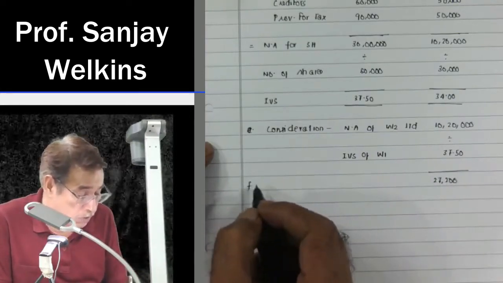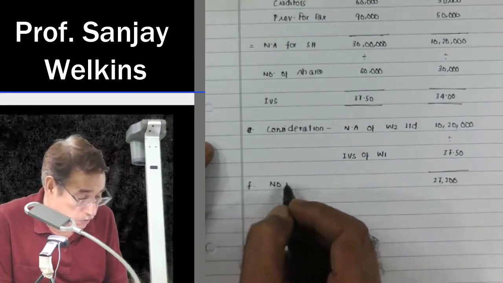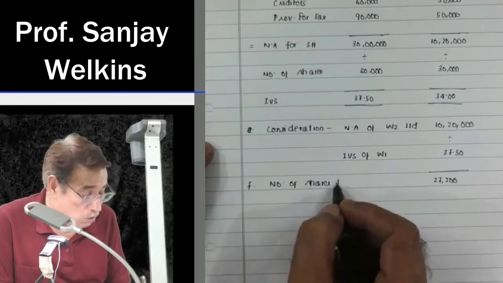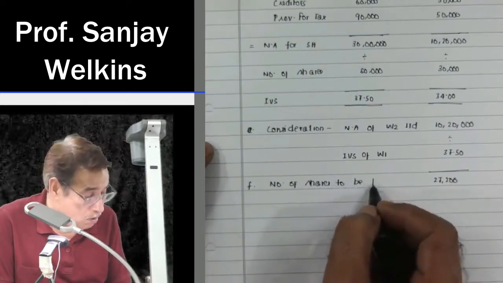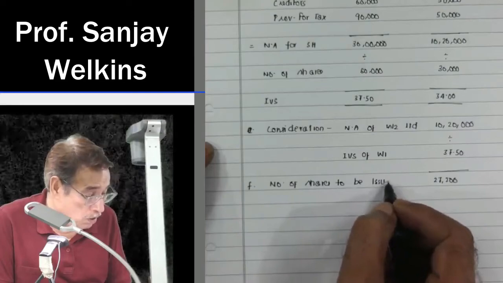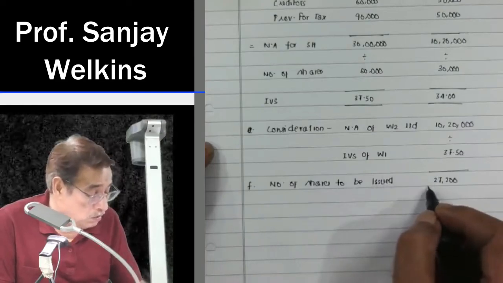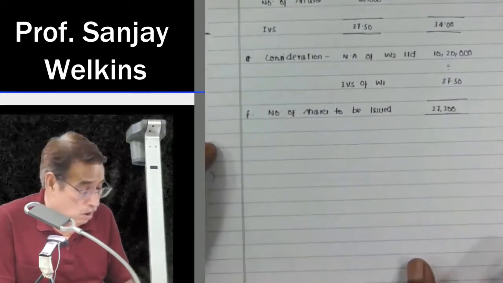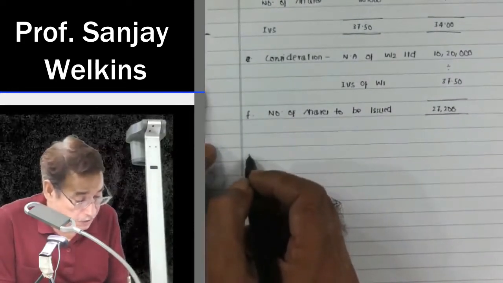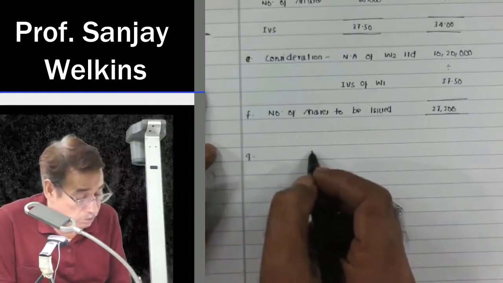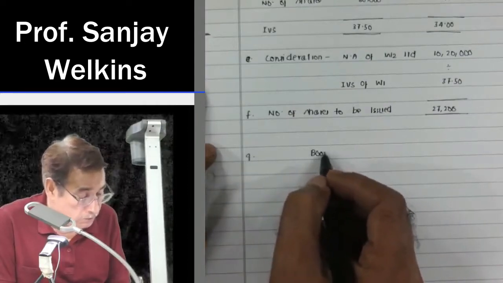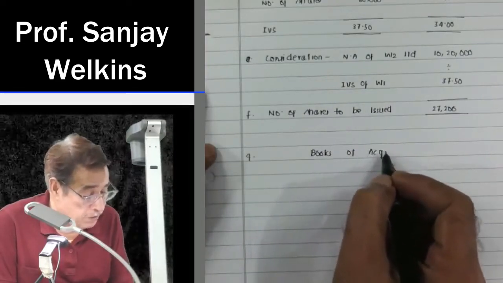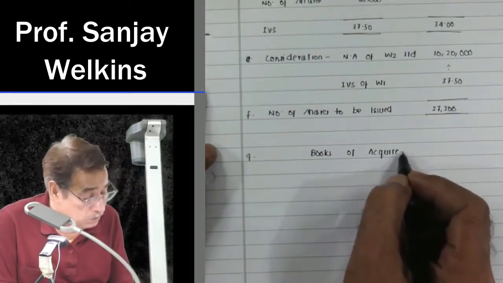This shows number of shares to be issued. So these many shares you will have to issue. Is it clear to you? Although the question hasn't asked for books of acquirer, just to give you an idea, books of acquirer.